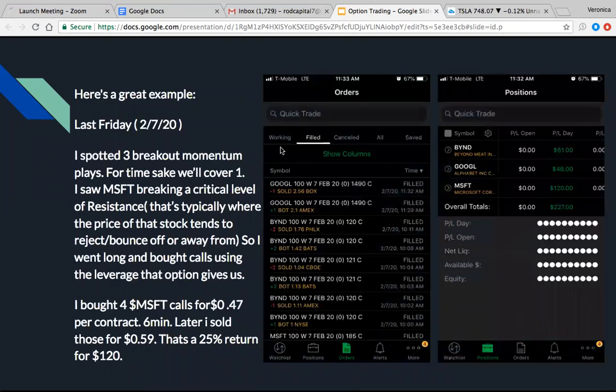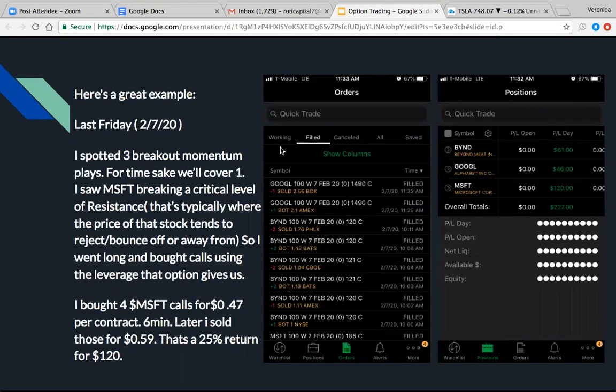Here's a great example. This past Friday, February 7th, 2020, I spotted 3 breakout momentum plays. For time's sake, we'll just cover one of those. I saw Microsoft breaking a critical level of resistance. Resistance is typically where the price of a stock tends to either reject, which would be bouncing off, or away from a particular price level. So I went long and bought calls using the leverage that options give us.